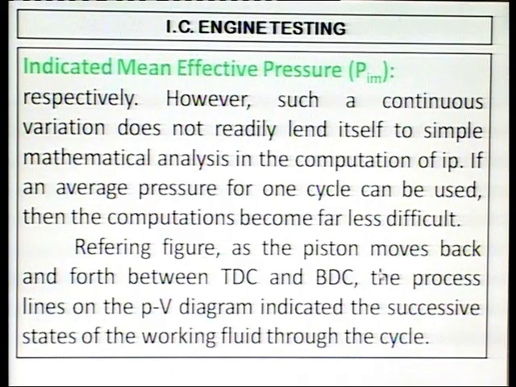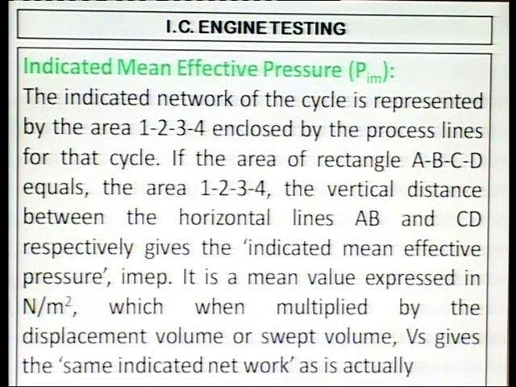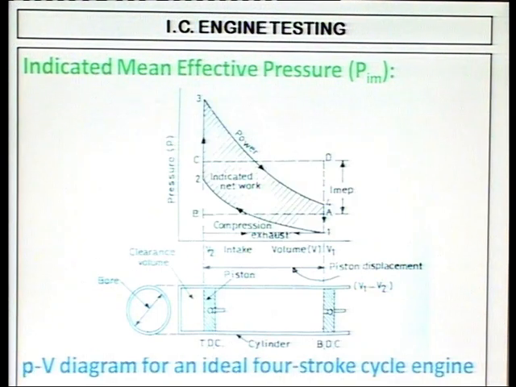Referring to the figure, as the piston moves back and forth between TDC and BDC, the process lines on the PV diagram indicate the successive states of the working fluid throughout the cycle. The indicated net work of the cycle is represented by the area 1, 2, 3, 4 enclosed by the process lines for the cycle.